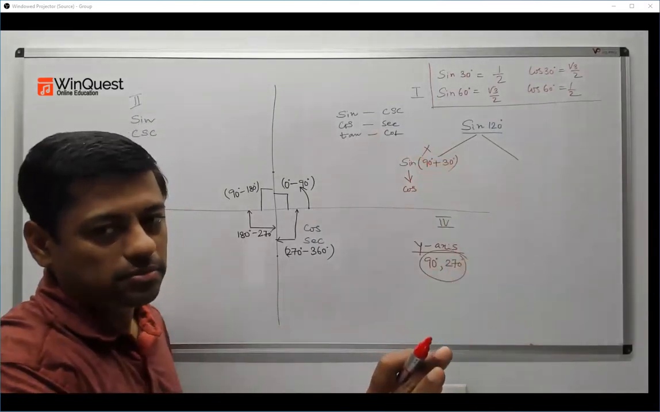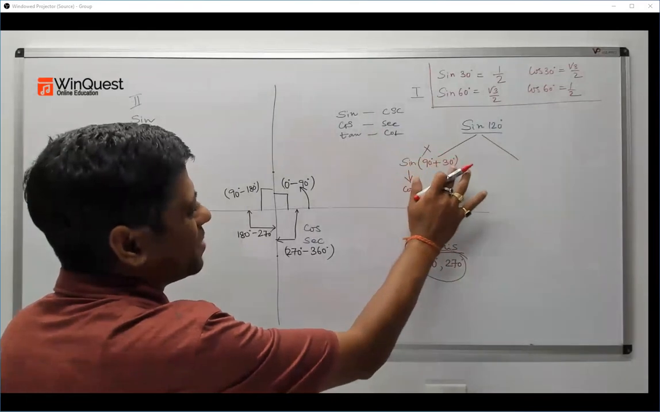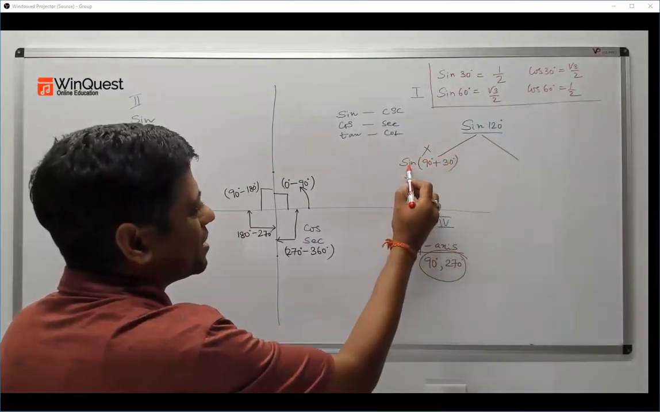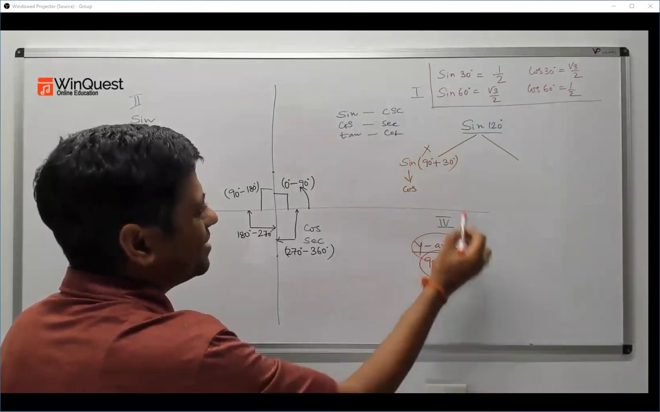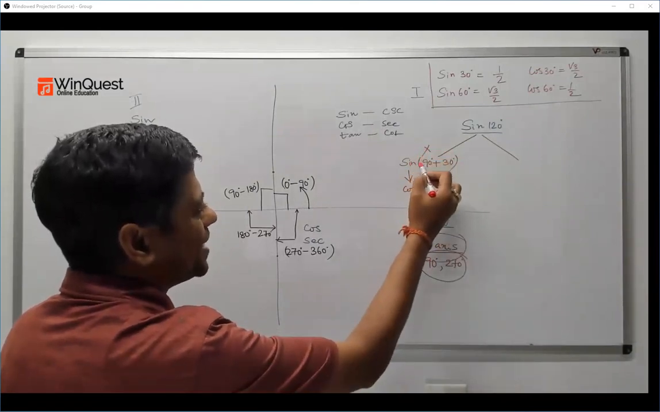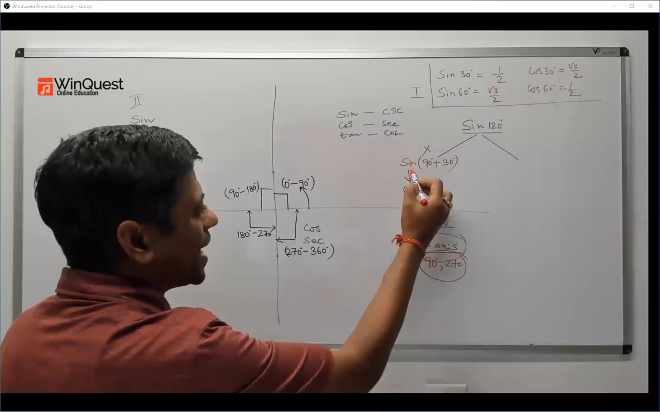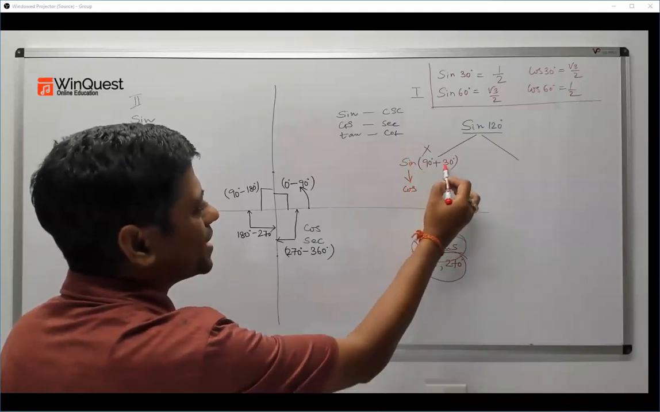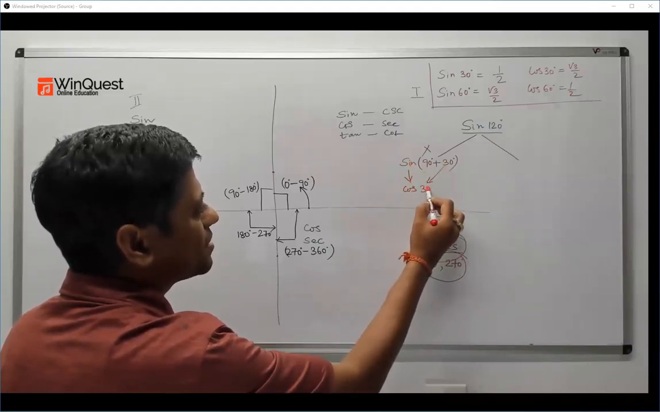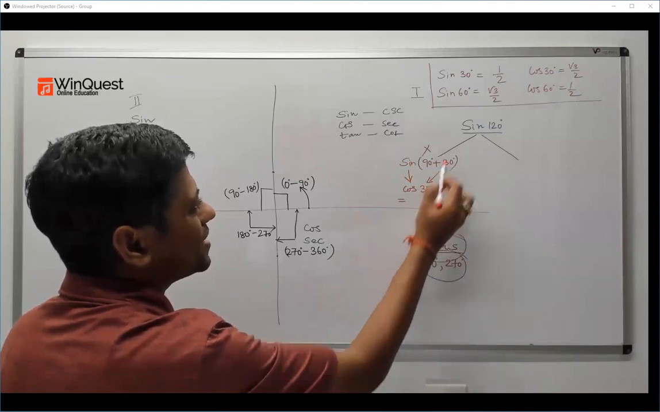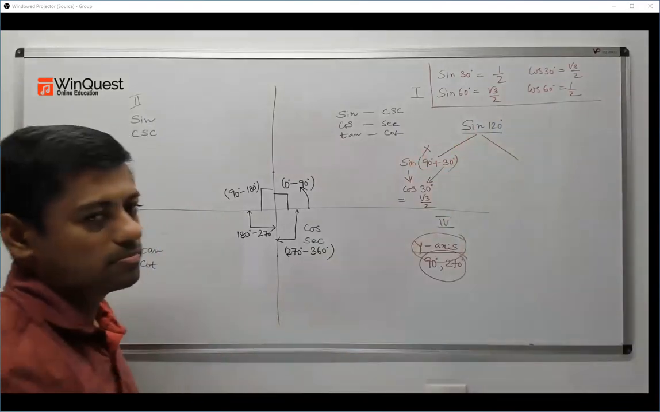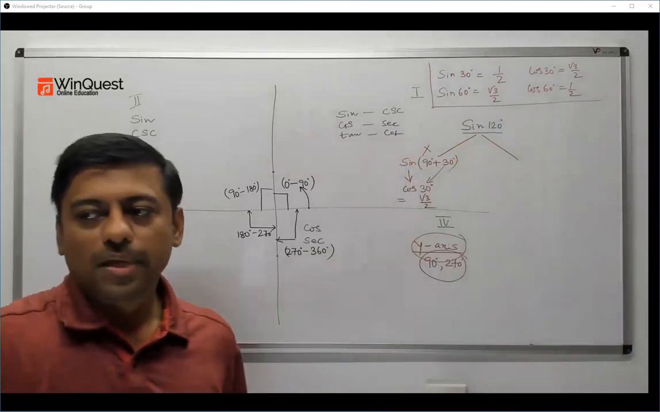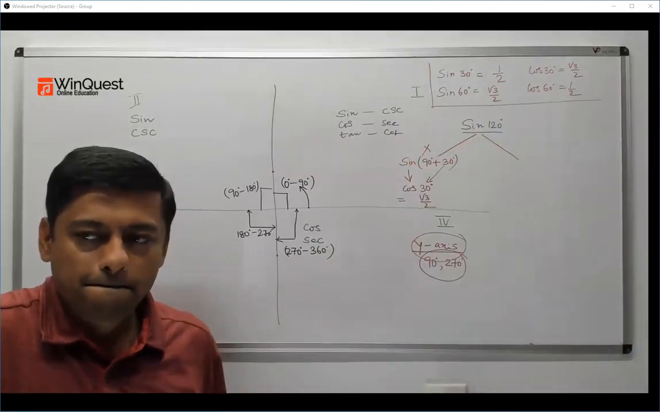Sine of 90 plus theta: when you are crossing 90 degrees, which is the y-axis angle, you can throw away this 90 degrees. But sine has to become cos, and then the rest of everything can come in, which is 30 degrees. And then cos of 30 degrees, you can simply write down as root 3 over 2. Am I clear? Yeah.